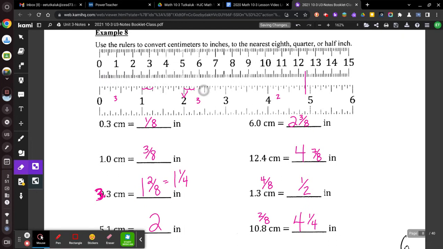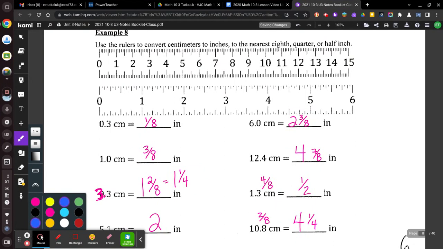So let's just see here. Which ones are they going to let us see? So the first one we have is 8.5 centimeters. So I'm going to find my centimeters along the top and go down. So 8.5 centimeters is right here. And now I come down. It's approximately 3 and 3/8.